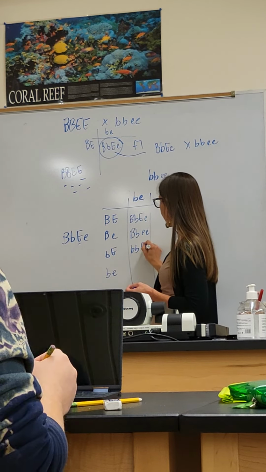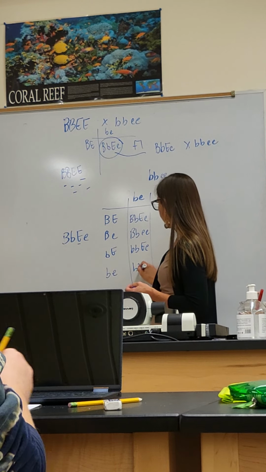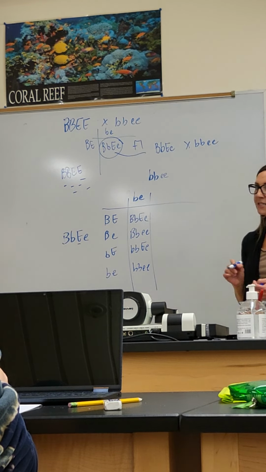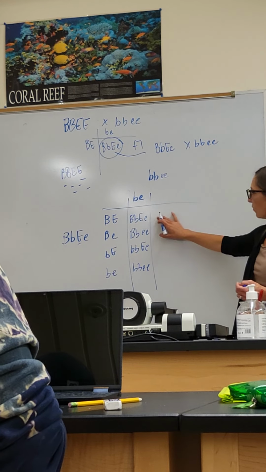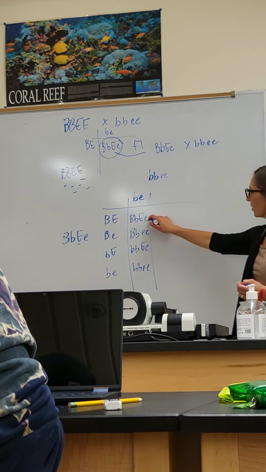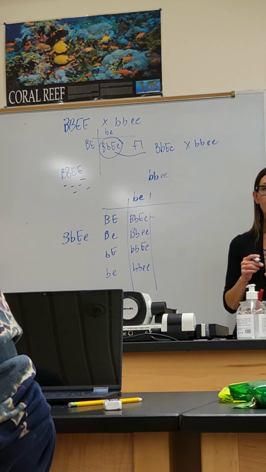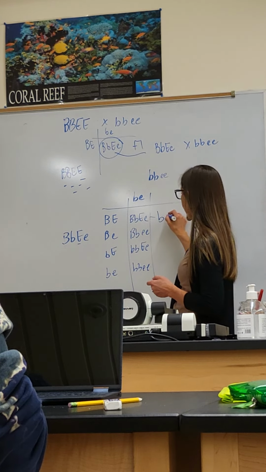Little b, little b, big E, little e. This one or that one? Either way. Okay? Then we just have to assign phenotypes. These should be 25% of each, but then we figure out what color would they be. So this one, what color would that be? Black. Everybody see that that one is black?